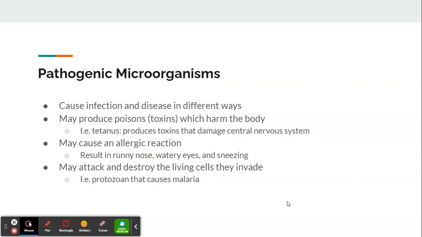Otherwise, that tetanus is going to produce toxins that then cause damage to your central nervous system, which is your brain and spinal cord, areas we do not want toxins or poisons getting into. We may see them cause an allergic reaction, things like runny nose, watery eyes, sneezing, and this can be anything from the flowers outside to the pollen to being allergic to a bee sting. Or we might see them attack and destroy the living cells they invade. So those protozoa that cause malaria are going to get into the body and start attacking those cells that they've gotten into.